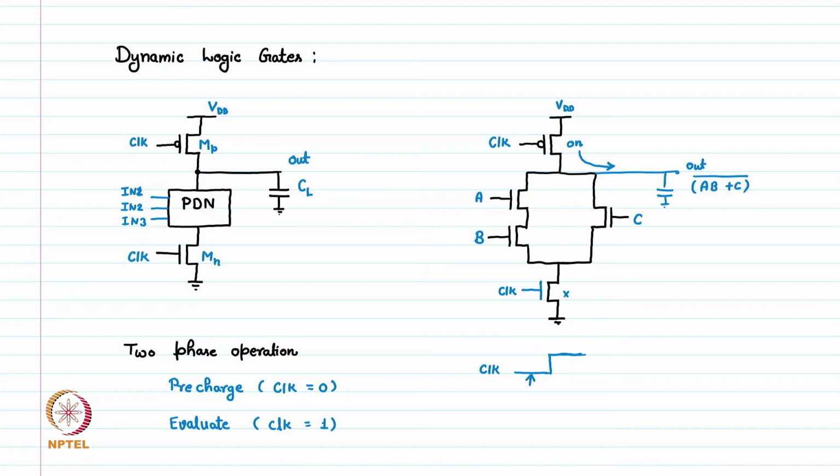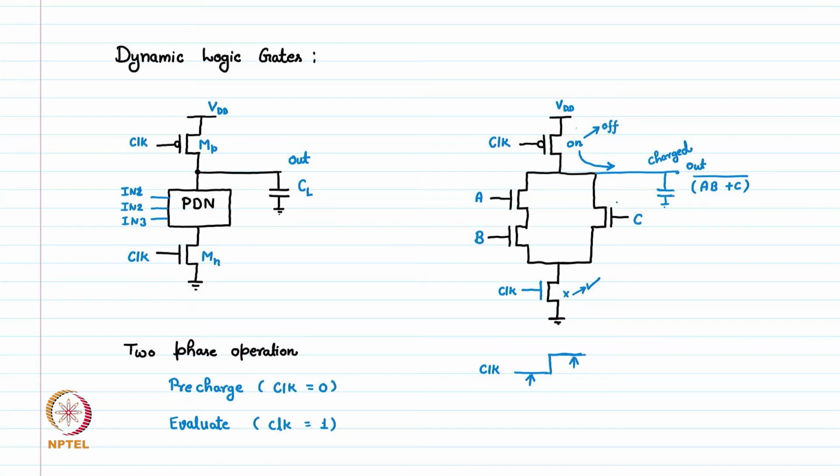When the clock becomes high, this is the evaluate region. This time this PMOS is off. It means there is no charge now coming from VDD, and this capacitor which is already charged is now discharged through the pull down network, which also has this clock. So the clock is high, it means this NMOS will turn on from off to on, and this pull down network is going to discharge this capacitor.